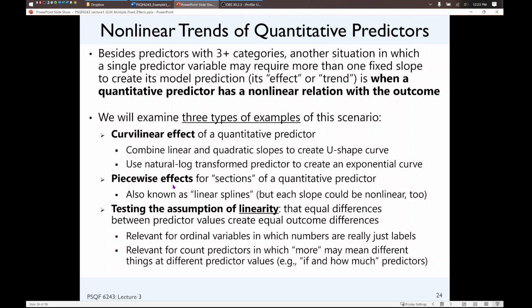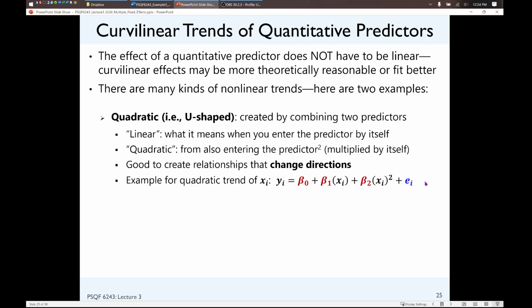Later on, we will talk about piecewise slopes, or so-called linear splines, in which we divide a quantitative predictor into sections and fit separate slopes through each meaningful section. And then finally, the last example in this unit will describe how to test the assumption of linearity in fitting a single slope for an ordinal predictor. So for instance, if I have a 5-point scale in which we rate how happy you are, those aren't really numbers, but because it's 5 categories and it's undeniably ordinal, people would be inclined to try to treat it as a quantitative variable. That represents a series of testable assumptions about the differences between sequential slopes, and so I will show you how to address those. So first up, curvilinear then.